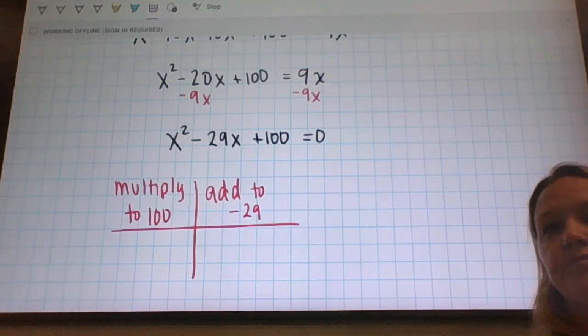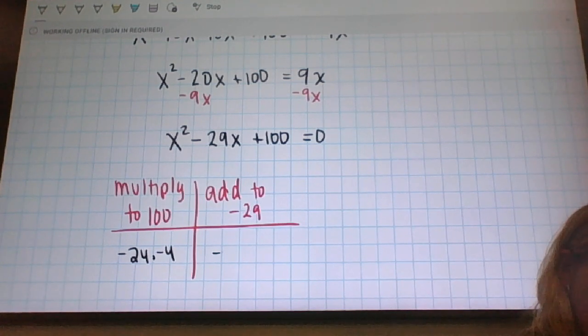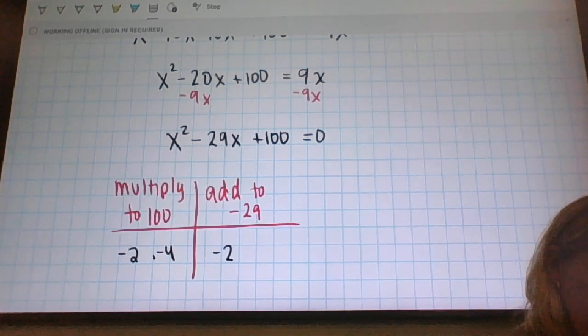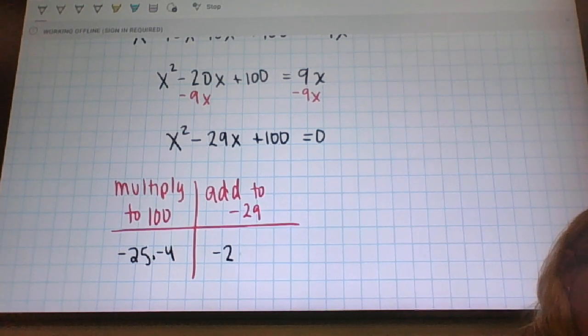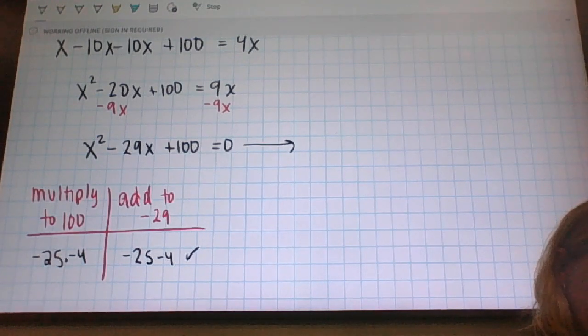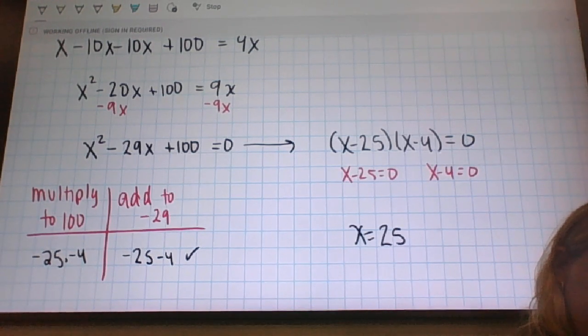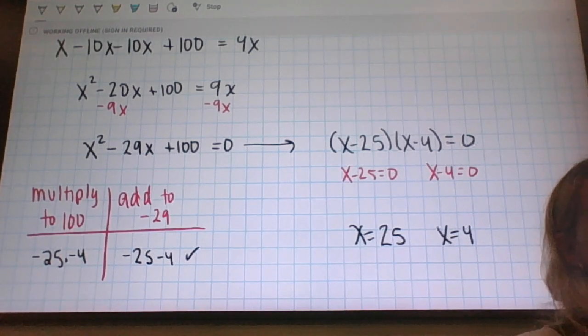Oh, weird. Okay, we got answers. Negative 25 and negative 4. Why I wrote a 4, I don't know. All right, so we have x minus 25 and x minus 4 equals 0. Both of these are little mini equations using the zero product property. And we have two answers, 25 and 4.